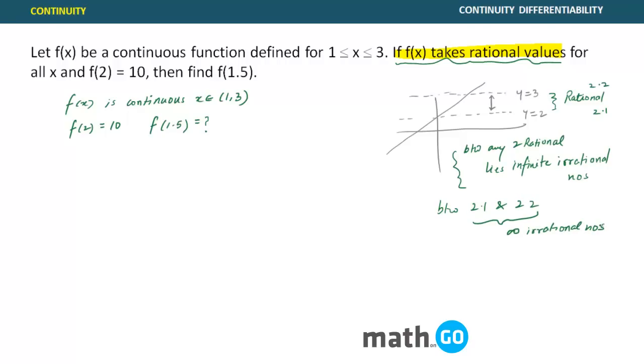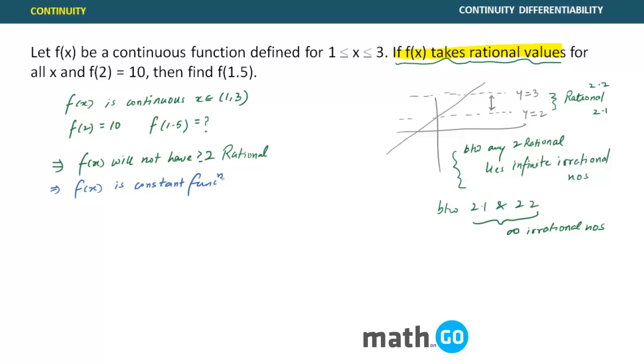So if it is given that f(x) takes only rational values, that means it cannot take two different rational values. So from this I can say that f(x) will not have two or more rational values, because if it takes two different rational values, then definitely it will take at least one irrational value in between, which is not happening. So this actually says that f(x) is a continuous function, in fact it is a constant function.